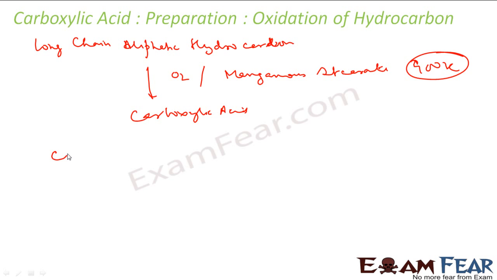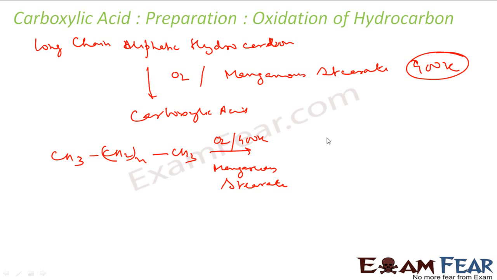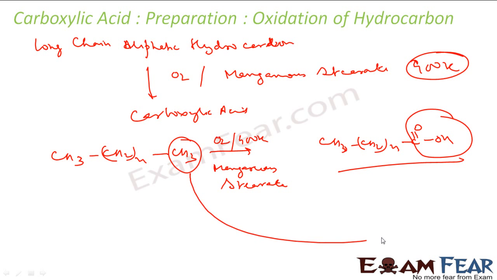So an example, if you want, I can give you, for example, CH3, CH2, it can be in a very big long chain, carboxylic acid, oxygen, 400 Kelvin. I have my catalyst, manganese stearate, and what I get is CH3, CH2 n and I get COOH. This is how you get this. So the terminal alkyl here becomes carboxylic acid. This is what happens.